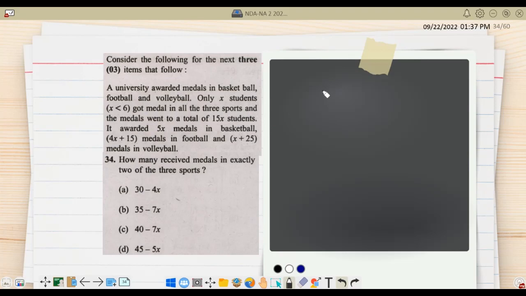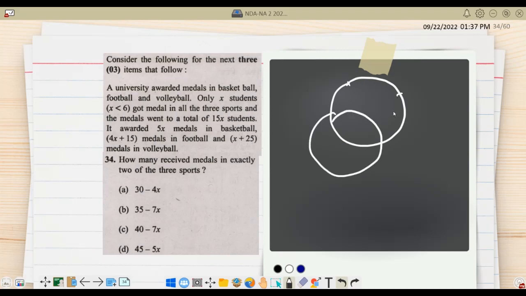And now for the next question, consider the next three. Okay. The university awarded medals in basketball, football, and volleyball. So we are going to draw a Venn diagram for this. So I'll name this A, I'll name this B, I'll name this C. Sorry, the A should be inside. I'm going to remove that. Okay. And now I'm going to name this D.